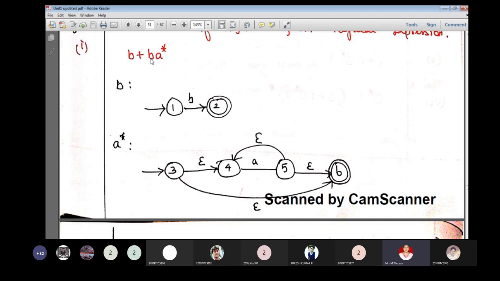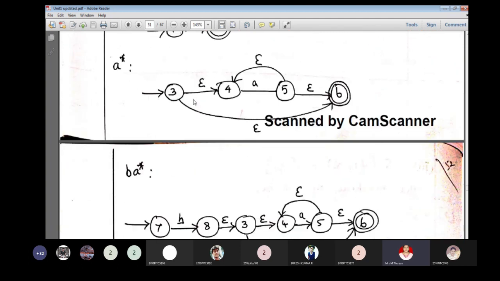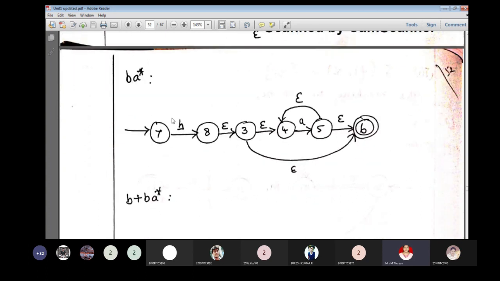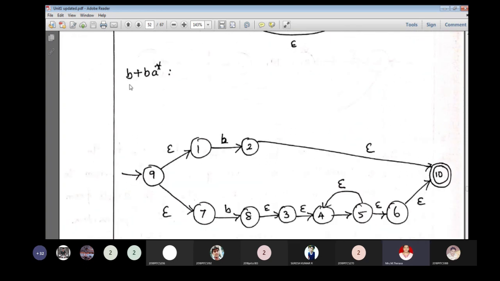Now you can build B dot A star. So B dot A star is to connect this B with the A star. With that, what you are supposed to do is connect the final state of B to the initial state of A star. That is how we have combined both things. And then B plus B A star.